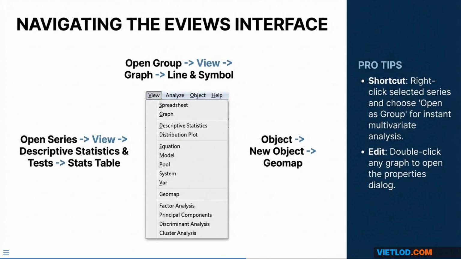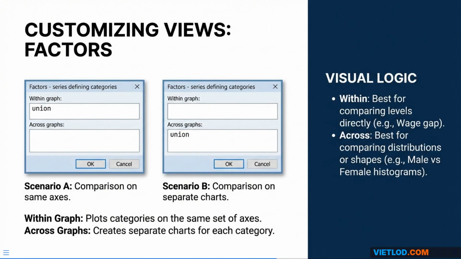To create a geomap, it's a bit different. You go to the main menu and select Object, New Object, and then choose Geomap from the list. Here's a great shortcut. To quickly create a group, select multiple series in the Workfile window, right-click, and choose Open as Group. This is much faster for instant multivariate analysis.